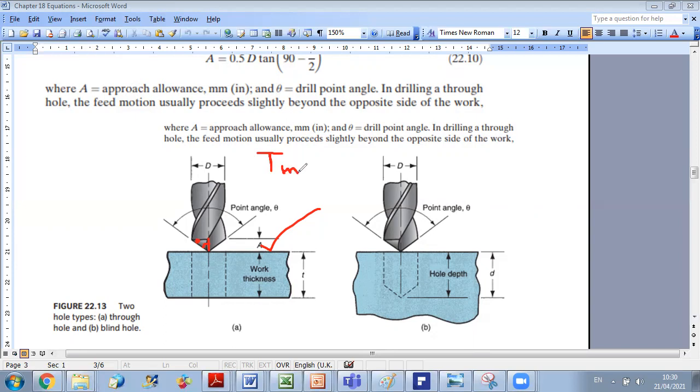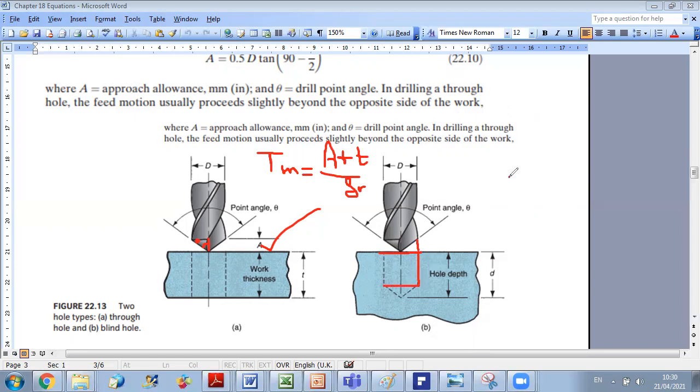the machining time will be equal to the allowance plus, in case we have a through hole, as we said, we should add the thickness T over the feed rate, while in case we have a blind hole, we should just add the depth, the whole depth. That is, we should have A plus the whole depth, which is determined from the bottom of the surface until the complete diameter of the hole.